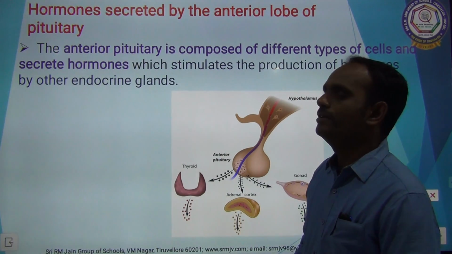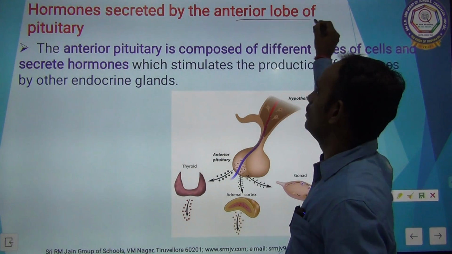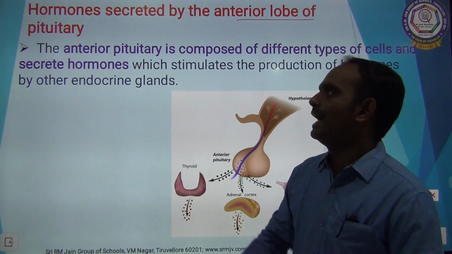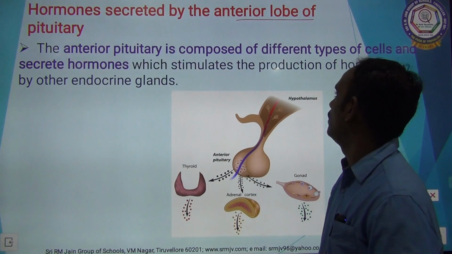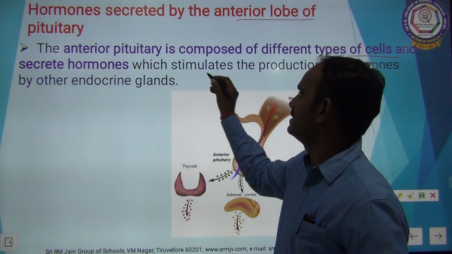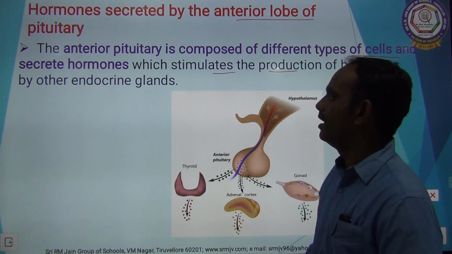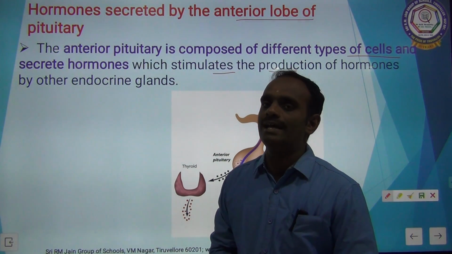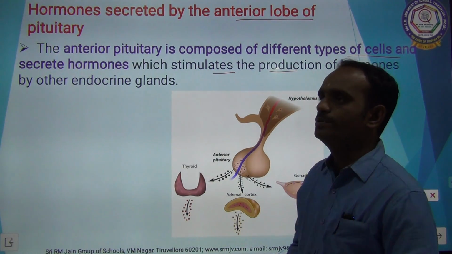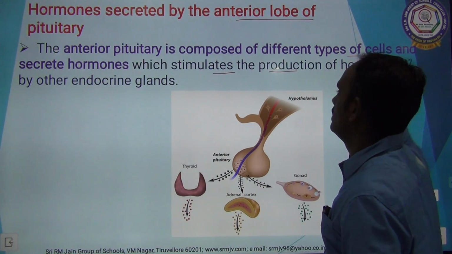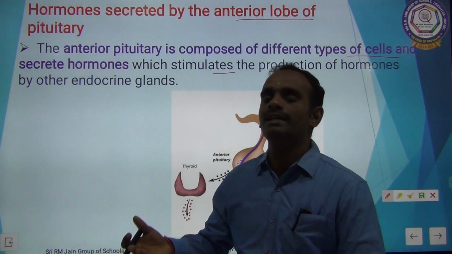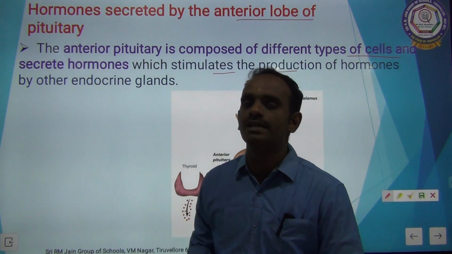Next, hormones secreted by the anterior lobe of pituitary, that is adenohypophysis. The anterior pituitary is composed of different types of cells and secretes hormones which stimulate the production of hormones by other endocrine glands. So the adenohypophysis secretes hormones, and these hormones stimulate the other endocrine glands to secrete their secretions.